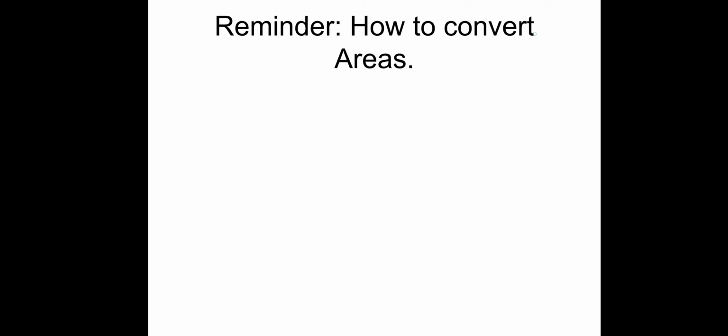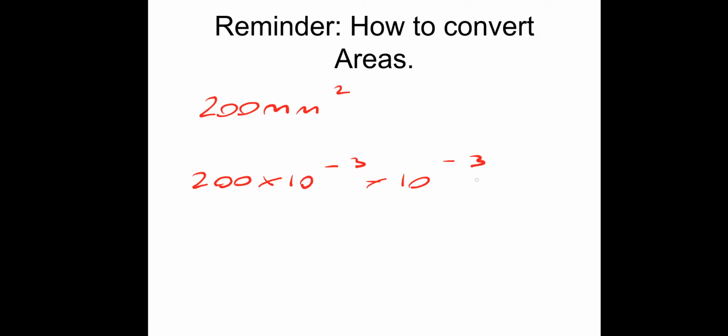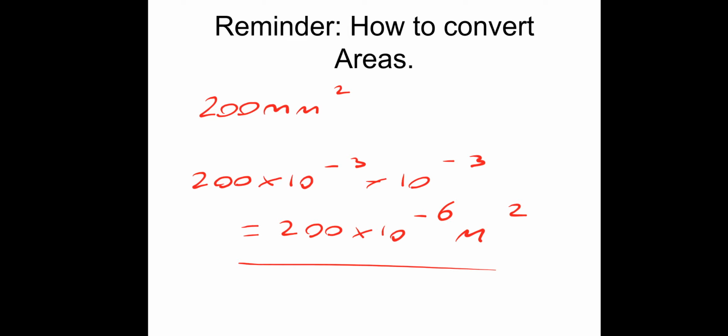So a quick reminder on how to convert areas. For example, you might be given an area of 200 millimeters squared, and we need to convert that into square meters. So what I would do is 200 millimeters, so that would be 200 times 10 to the minus 3, and then squared. So just do that again, times 10 to the minus 3, which will give us 200 times 10 to the minus 6 square meters.